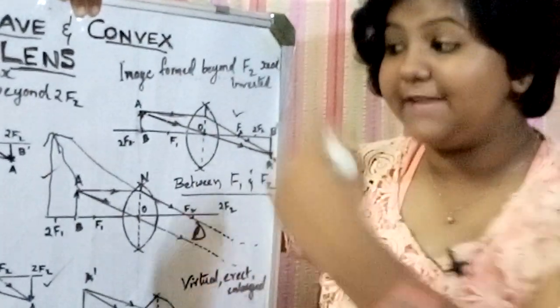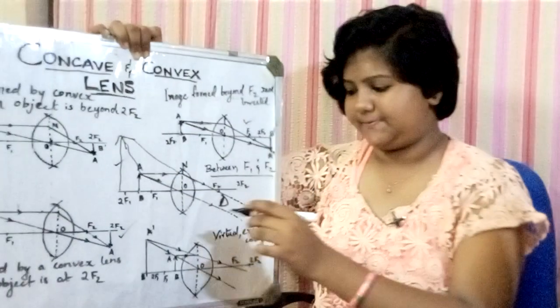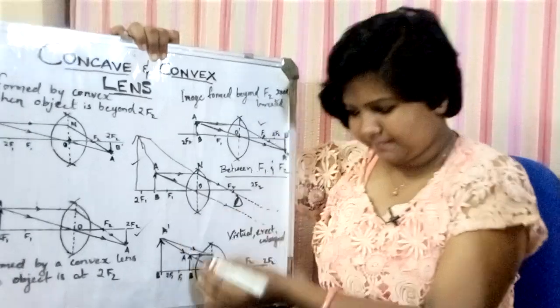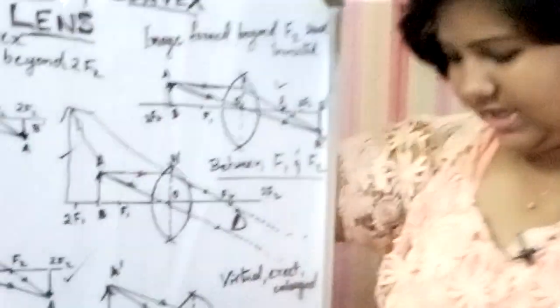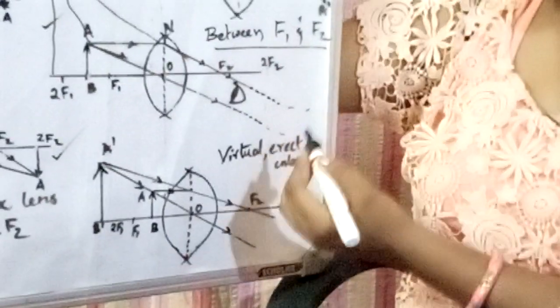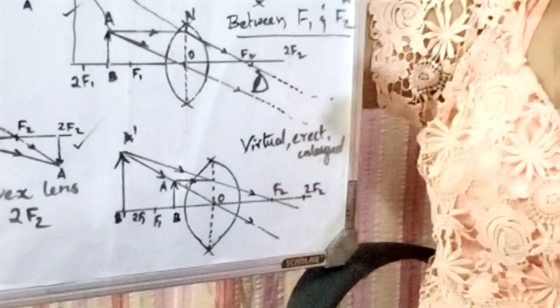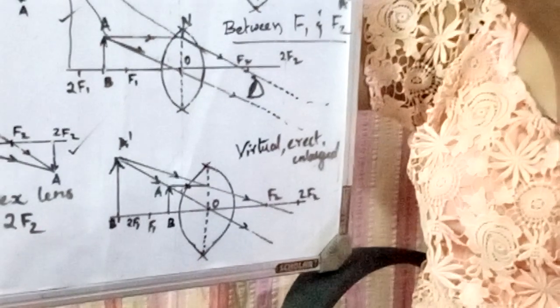We are extending it backwards to make them meet. And then here the object is kept. Okay, here it is a virtual and erect image and it's enlarged. So here the object is kept between the optical center and the F1.